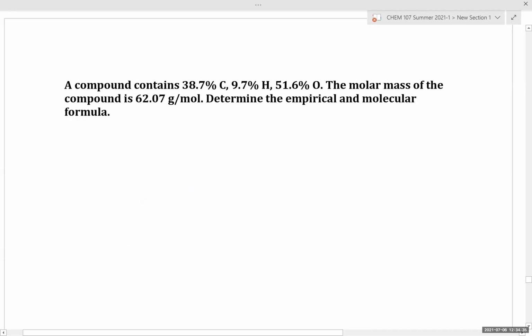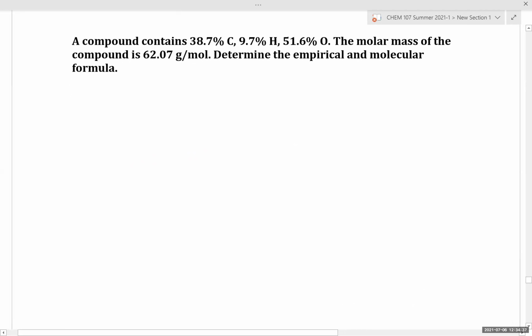I'd like us to take what we've learned and determine the empirical and molecular formula for the following compound given the mass percentages and its molar mass. As there are multiple steps in the calculation, I'd like students to attempt this example and share each of their steps of this calculation.